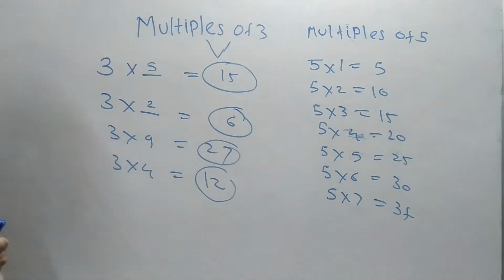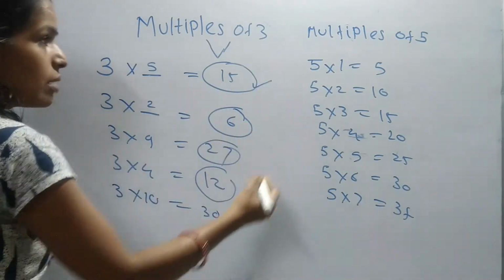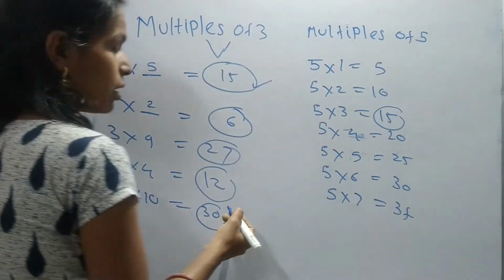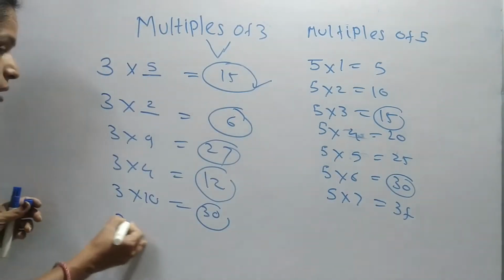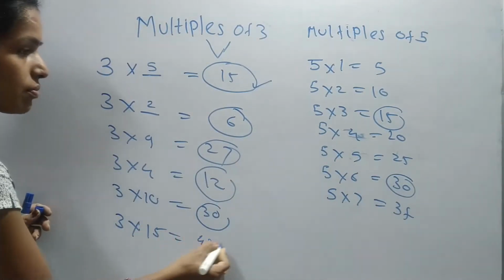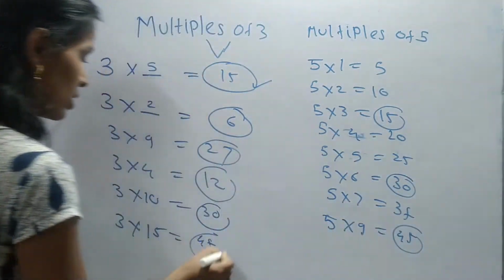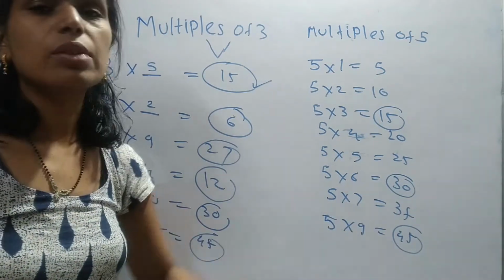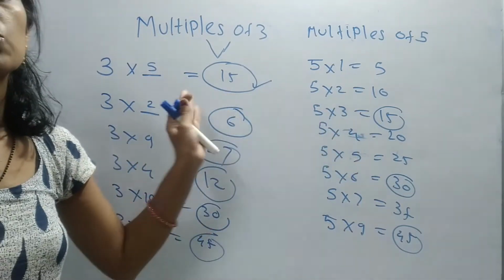Now what are the common multiples of 5 and 3? See here, 3 tens are 30. So 15 comes in the table of 3 and 5 both. 30 comes in the table of 3 and 5 both. Then 3 fifteens are 45 and 5 nines are 45. So if I multiply 3 with some number or 5 with some number, I am getting the same result, 45. These common numbers that I am getting are the common multiples of 3 and 5.